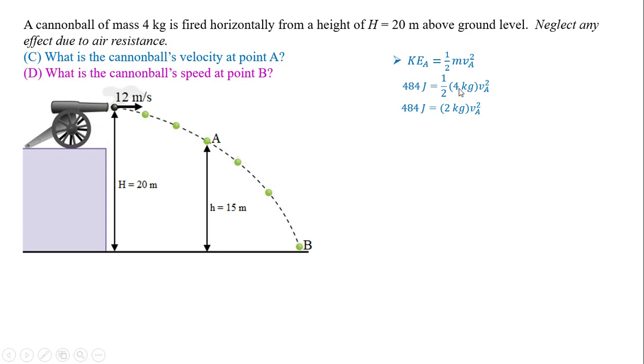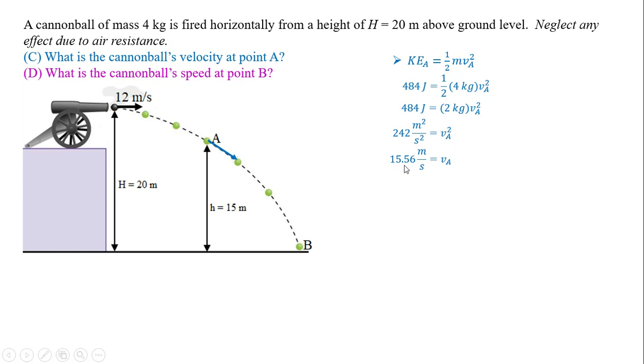So 1/2 times 4 is just 2. And then to solve for v_A squared, I divide both sides by 2. 484 divided by 2 is 242. And then to find v_A, I have to square root both sides. Therefore, the square root of 242 is 15.56. And that is just a speed, though. It asks for velocity. So to find velocity, you need speed and a direction, right?